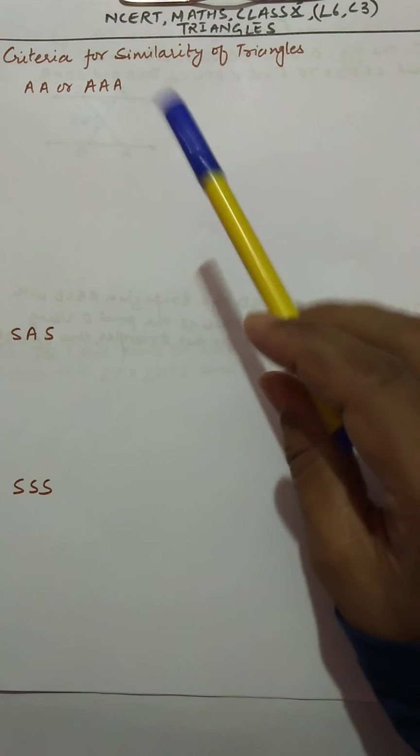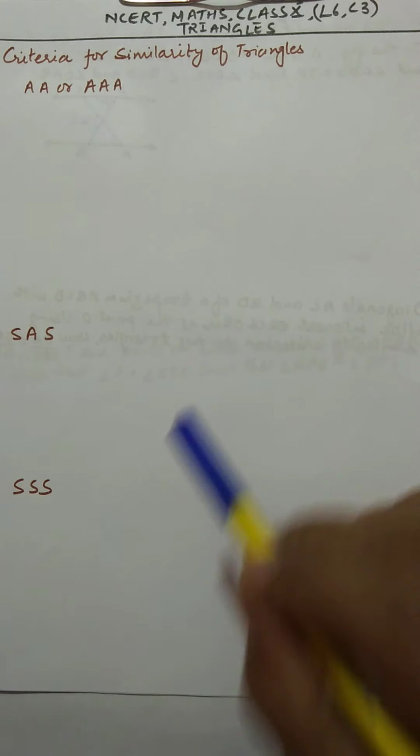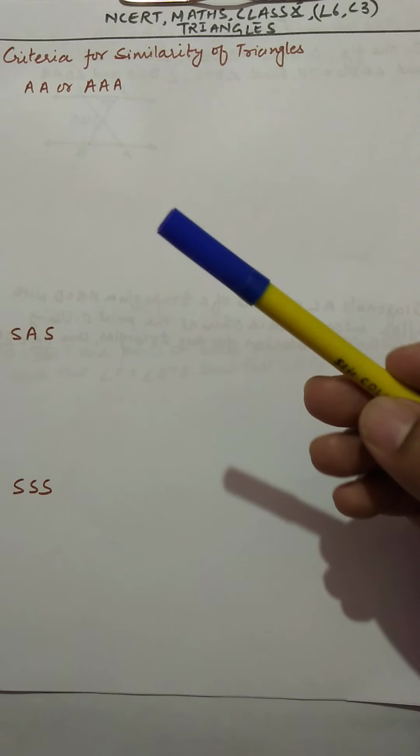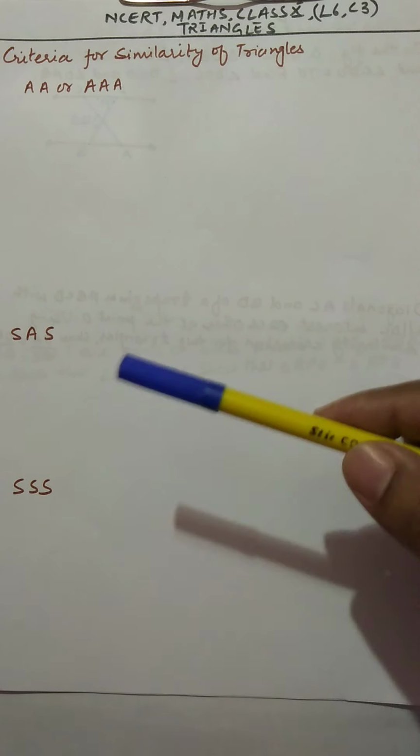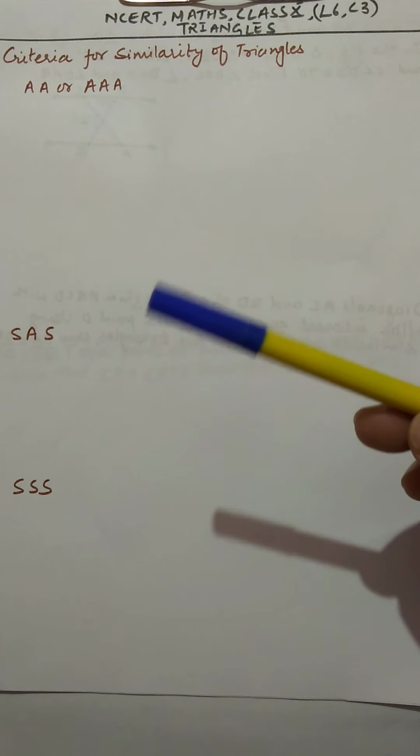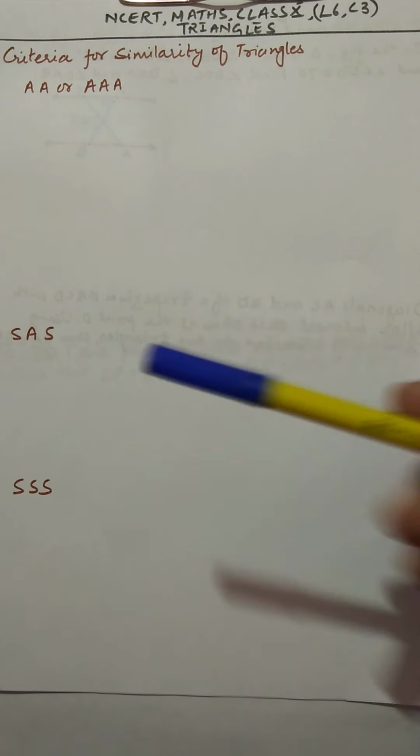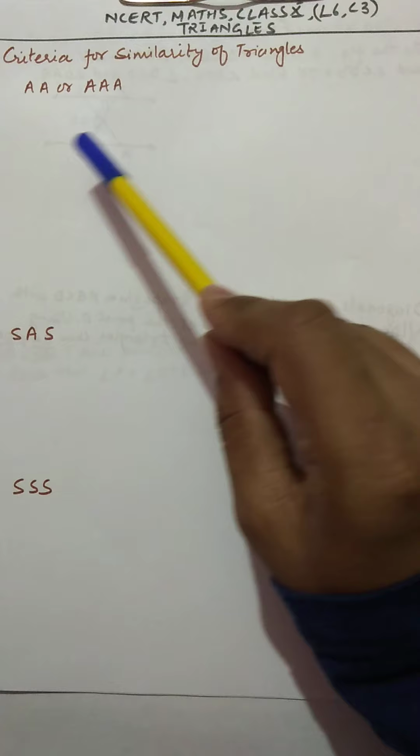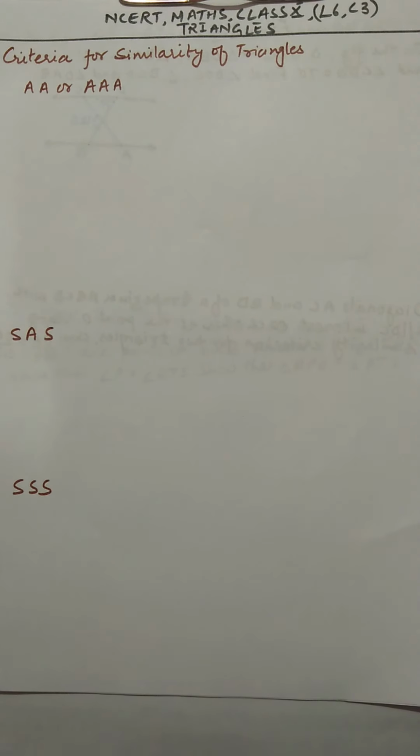We have already discussed what similarity of triangles means. Now is the time when we will be discussing the criteria and how we can show that two given triangles are similar. First, we will see AA, what this AA criterion is.